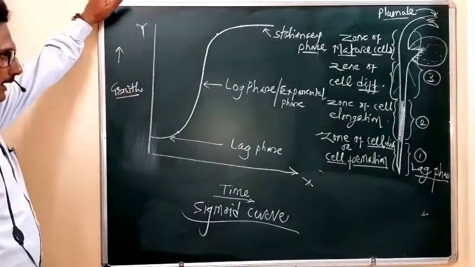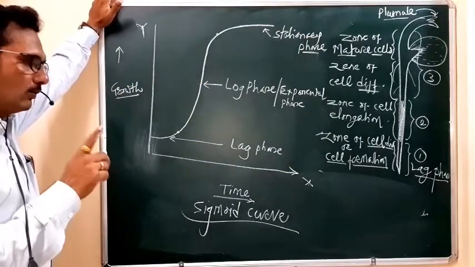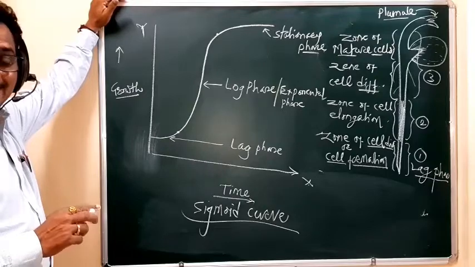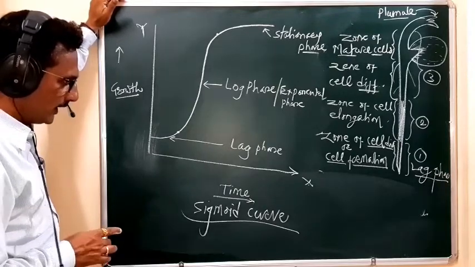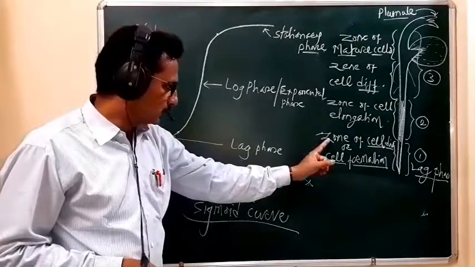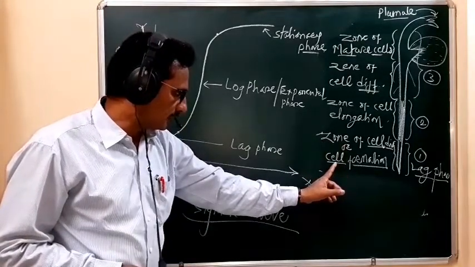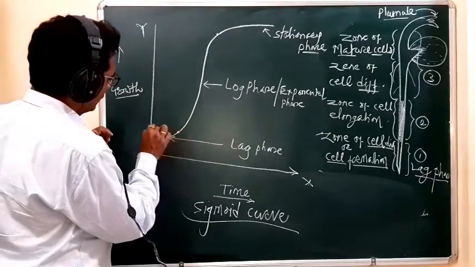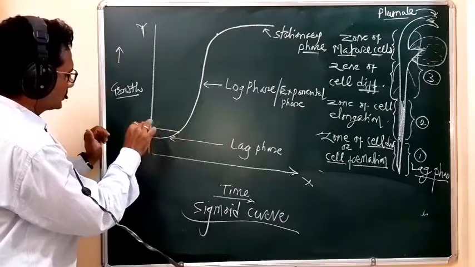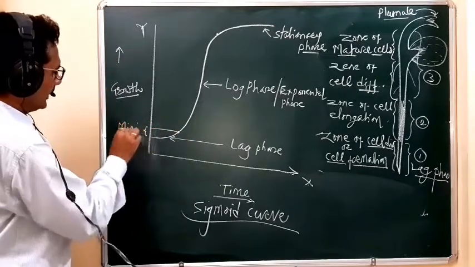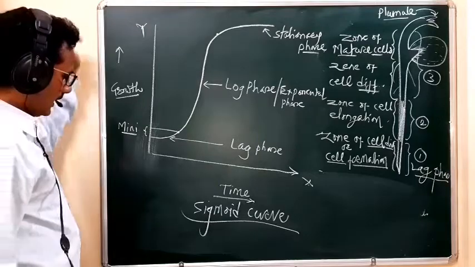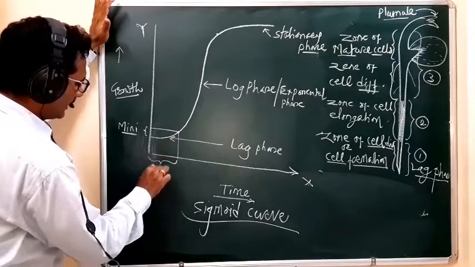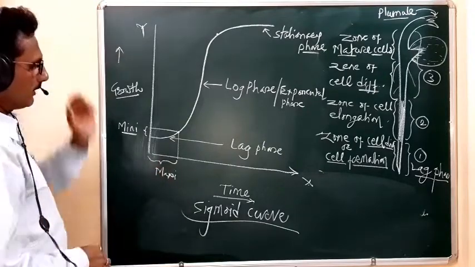Let's see, students, what is the time requirement per growth with respect to these different phases of growth? See, the lag phase includes the zone of cell division and zone of cell formation. It shows the minimum growth. But the time requirement is maximum. Okay, the time requirement is maximum.